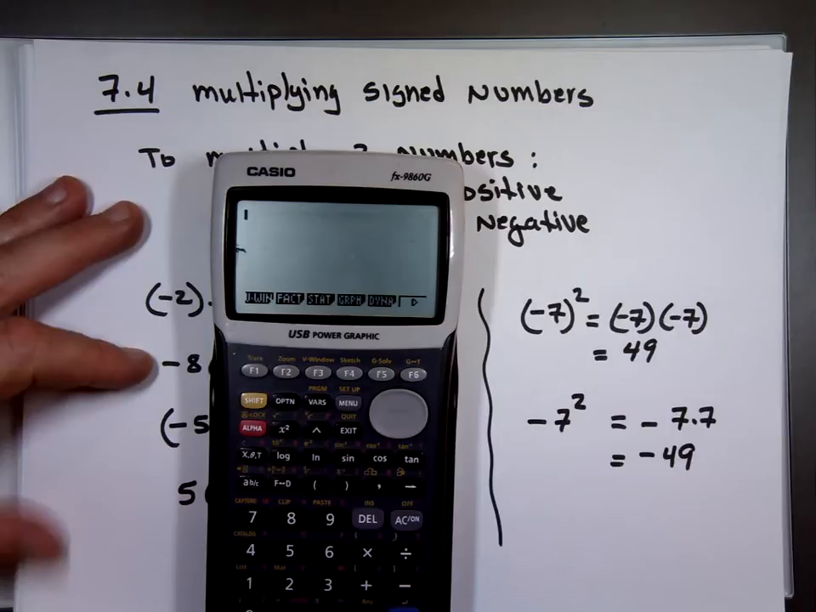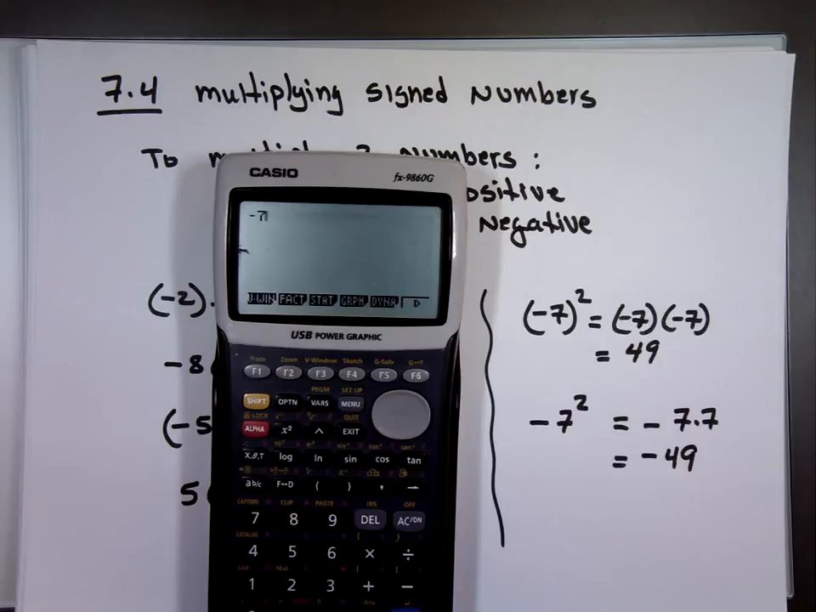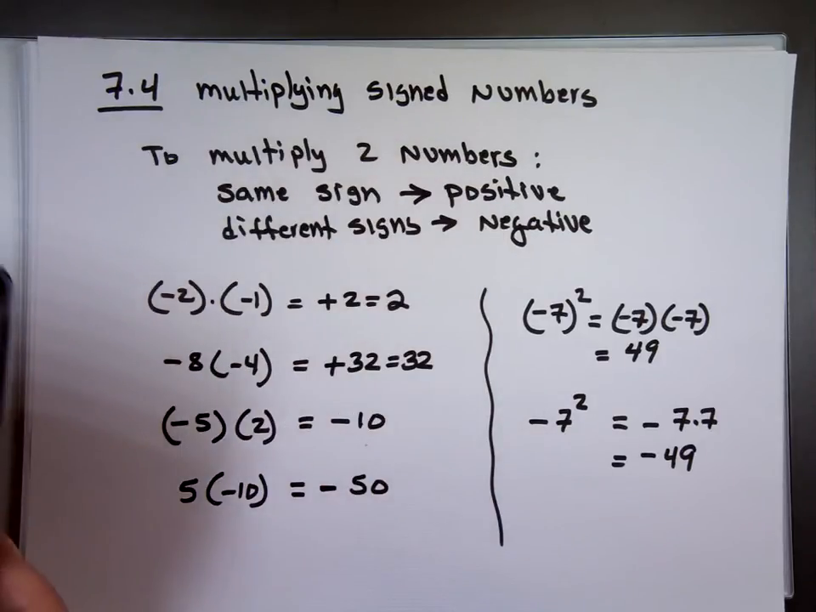Clear? Let's try that. Negative 7, can you see it? The power, or squared, equals, should be negative 49. Yep. Now on the other hand, if I write parentheses, negative 7, square that, it should give me positive 49. Because the calculator knows the first one only the 7 is being squared, where the second one is the negative 7, the whole thing.